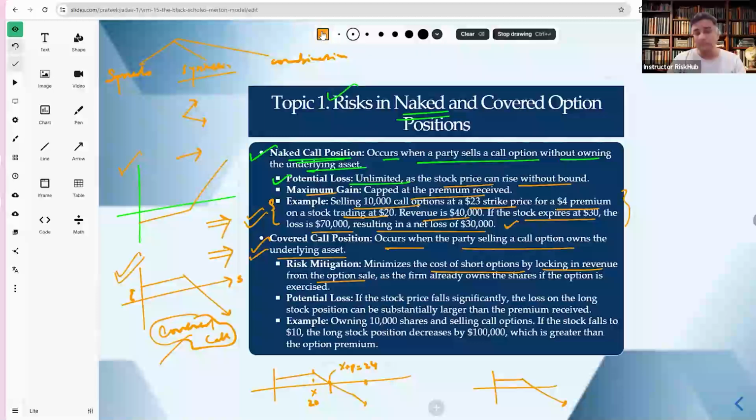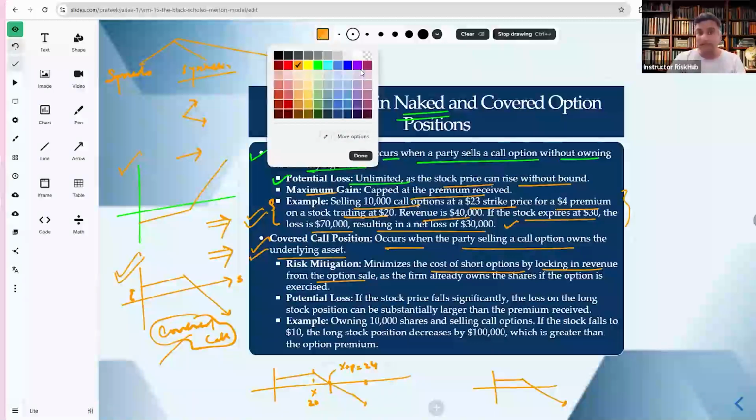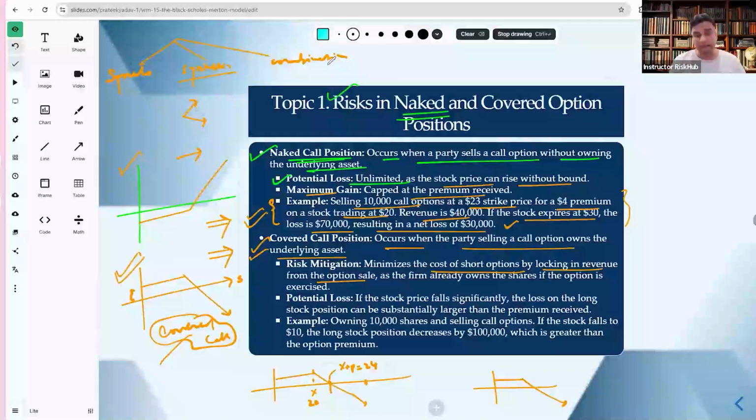So go back. This is the covered call strategy, already covered in derivatives. If somebody doesn't know, it means you have not revised. So go back and see that. There is potential loss if the stock falls significantly. The loss on the long stock position can be substantially larger than the premium received. That can happen. All this is the covered call strategy, already covered in trading strategies. It's kind of repetition. It was covered in the trading strategy chapter, chapter 15 of your book number 3. We spent a lot of time there.